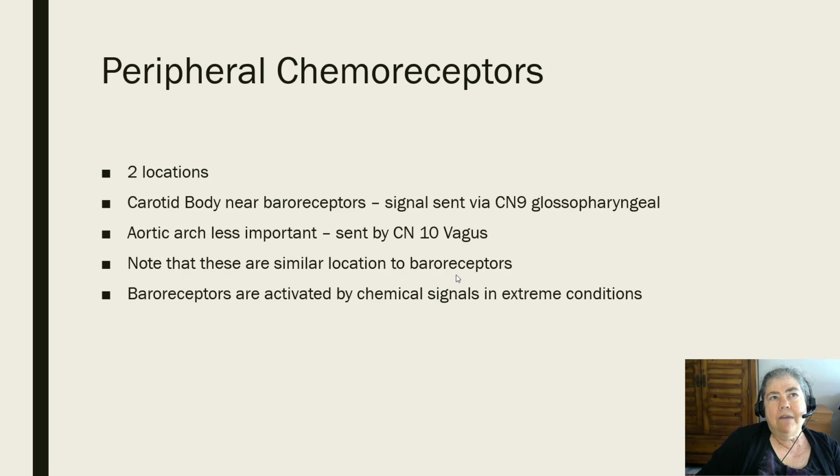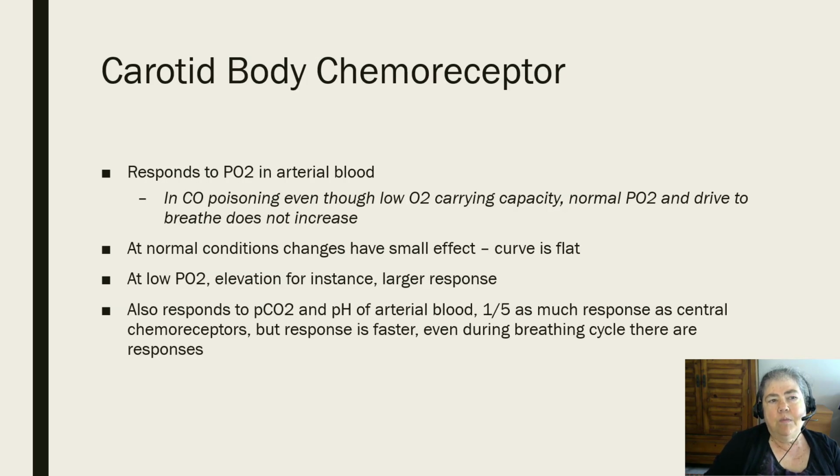And of interest, in very extreme conditions, very low oxygen, very high CO2, the baroreceptors can be chemoreceptors as well. They can be activated or triggered. The more important of our peripheral chemoreceptors are the carotid body chemoreceptors. And unlike central chemoreceptors, they respond to arterial oxygen levels, so the arterial partial pressure of oxygen.